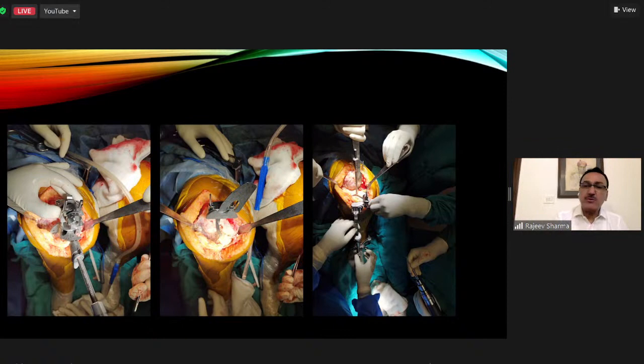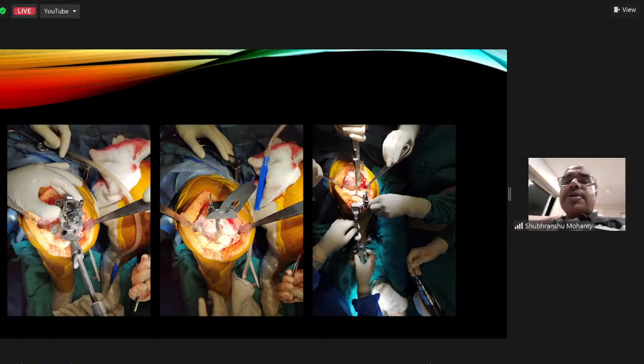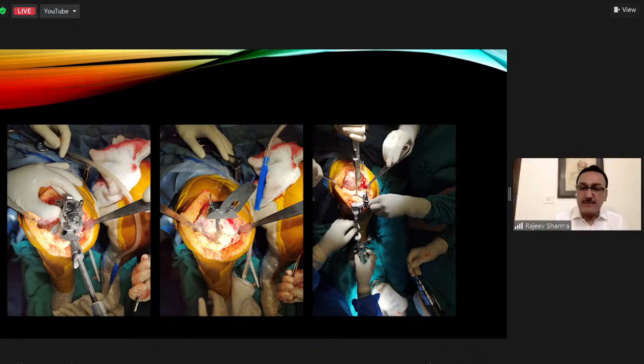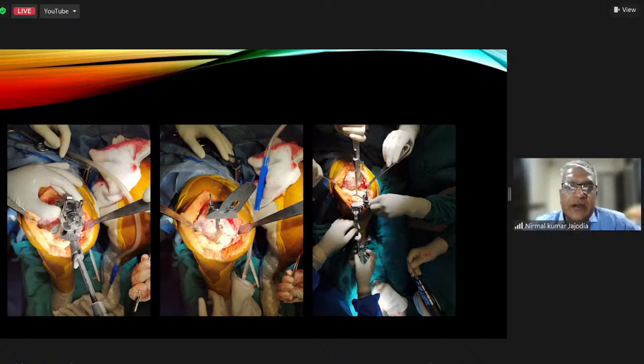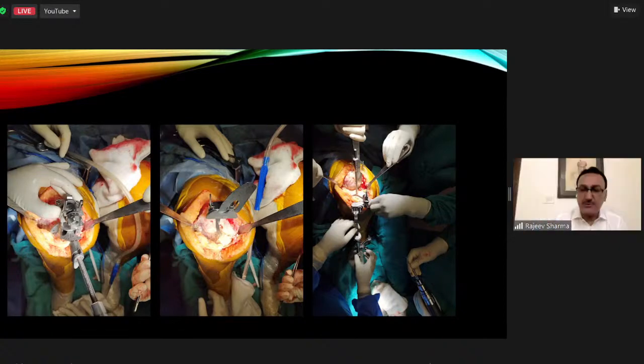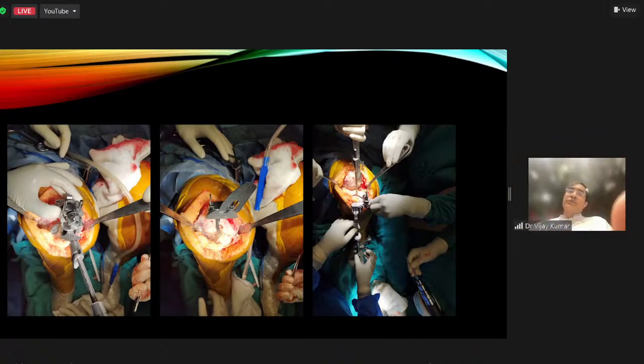Here, Mrinal, before you go ahead, can I ask the faculty how many of you take the 3-degree valgus instead of 5-degree in all the valgus knees? Shubhranshu? I always take a 3-degree valgus cut in a valgus knee. Nirmal, what is your take in these cases? I always take a 3-degree. Vijay, are you any different? Always 3-degree, but I would do my tibia first. No, I will not do the femur first.